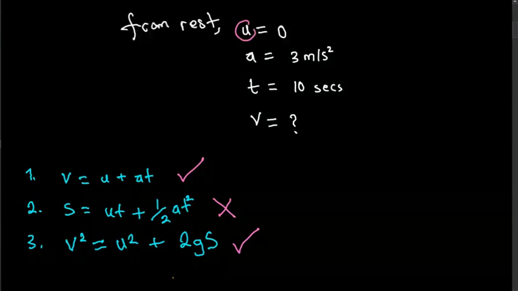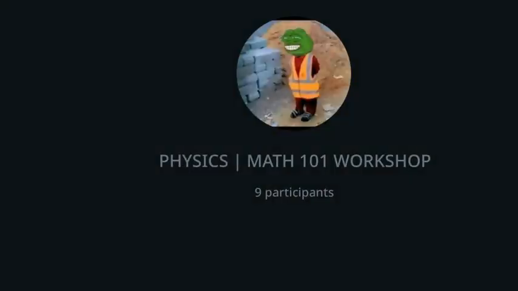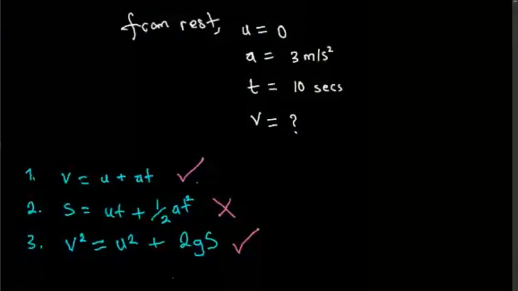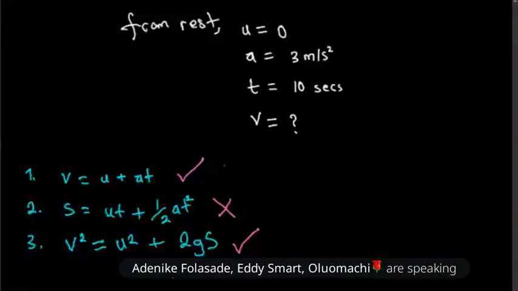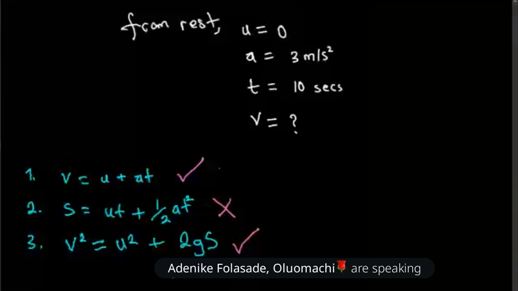U. Each of these equations have U, so we cannot use that to justify. What about acceleration? We're focused on 1 and 3 now. In equation 1, does it have acceleration? Yes, sir. Does it have A? Yes, sir. Tick.